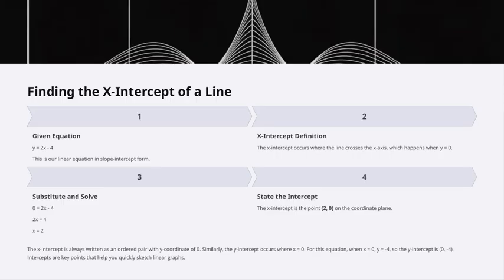Let's look at how to find the x-intercept of a line, starting with our given equation y = 2x − 4. This is a linear equation in slope-intercept form, which makes it easier to work with.